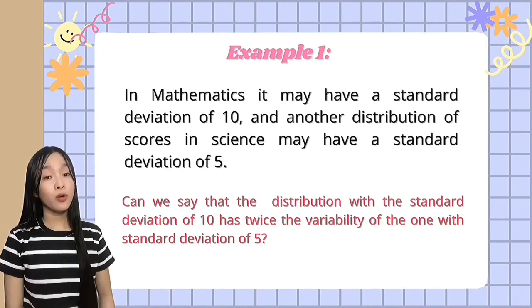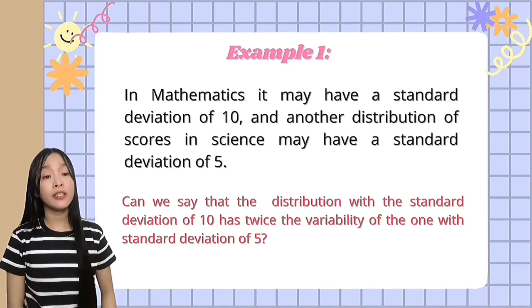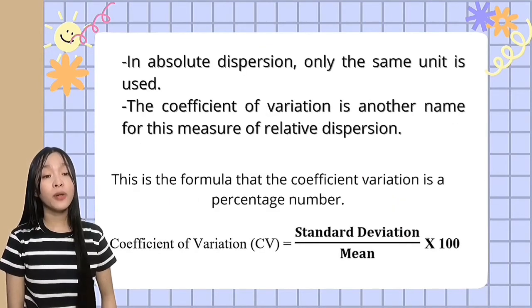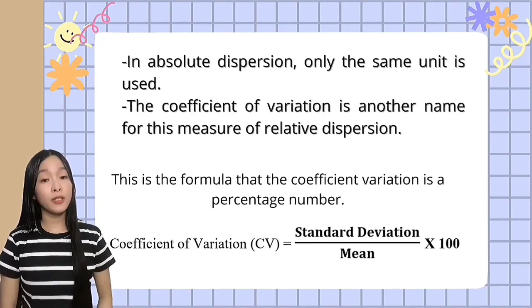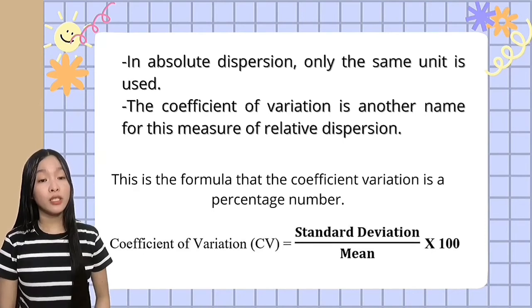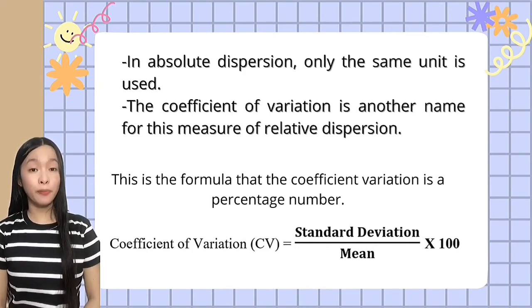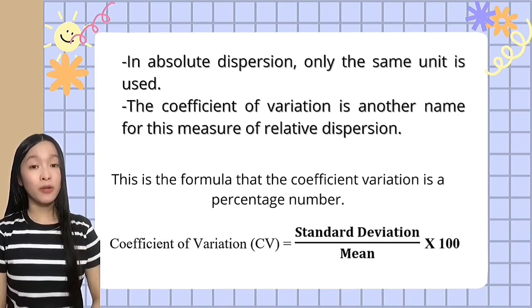So let's go back to our example. One is the mathematics score distribution while the other is the science score distribution. To make the comparison logical, we need a dimensionless or unit-free measure of relative dispersion. The coefficient of variation is another name for this measure of relative dispersion. So when we say relative dispersion, this is just the ratio of the distribution's standard deviation to the distribution's mean. So this is the formula; the coefficient of variation is a percentage number. CV stands for coefficient of variation, which is equal to standard deviation divided by the mean times 100.